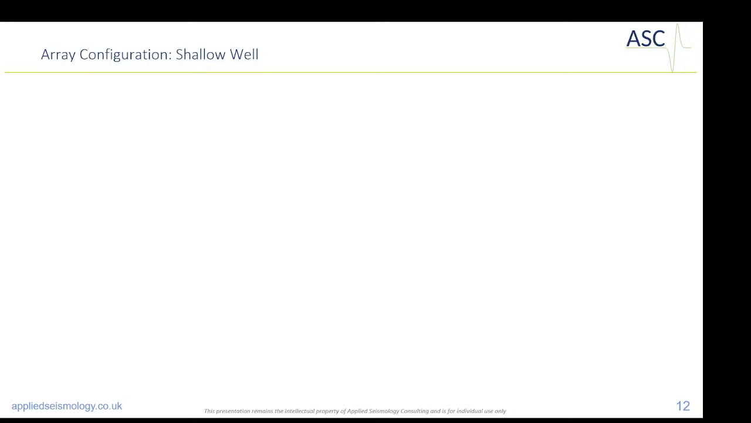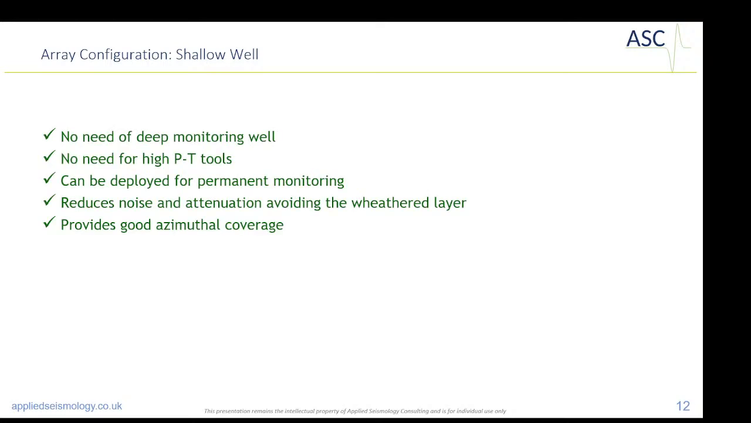So the best of both worlds would be a shallow well, in a way, because they are more economical, so we don't need a deep well to deploy our tools. We don't need our tools to be robust against high pressure and temperature. They can be deployed permanently, and still they have reduced noise if we compare with tools that are positioned on the surface, because they are away from the source of noise, and also the geology is less attenuating. The disadvantage of this is that we are still a bit far from the source, so there will be a low signal to noise, and also poor depth resolution because we are again deploying our tools in a single level.